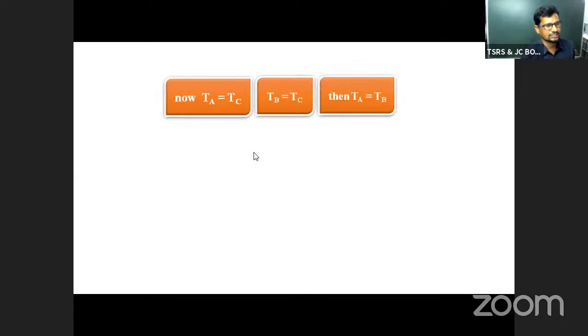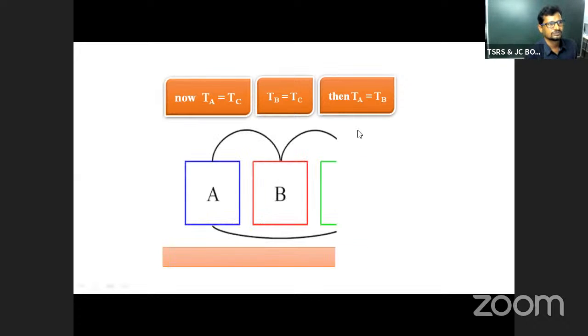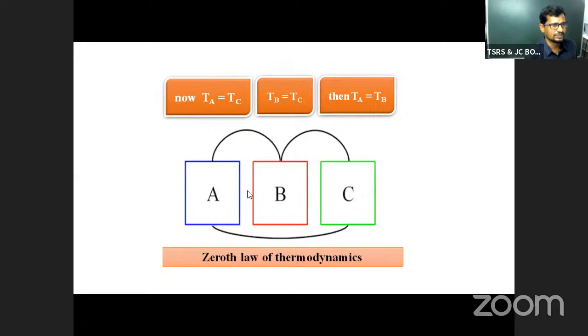Now the temperature of A is equal to the temperature of C, and the temperature of B is equal to the temperature of C. So from these two we can clearly say that the temperature of A is equal to the temperature of B, means A and B systems are also in thermal equilibrium. So this is the zeroth law of thermodynamics.